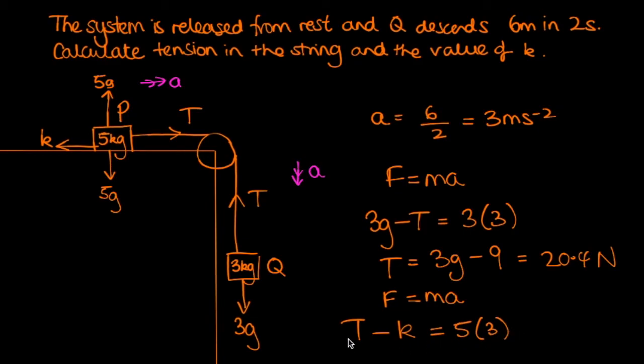Now remember, T is the same for both Q and P, therefore we can rearrange this for k. So k is equal to 20.4 tension minus 15, which is 5.4 newtons.